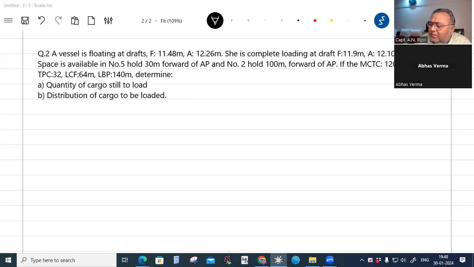We'll start with the initial trim. What is the initial trim? Sir, 12.26 minus 11.48. Initial trim is 12.26 minus 11.48, so 0.78, right? Yes, sir, by stern.